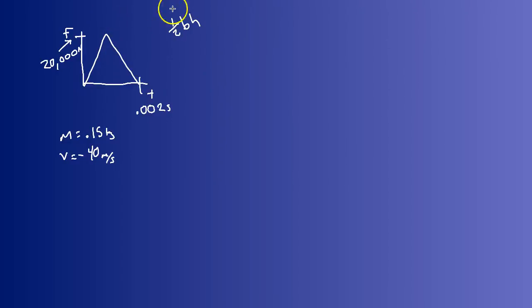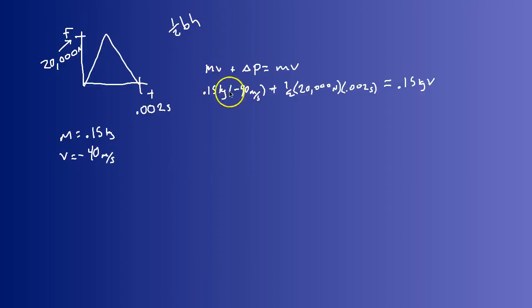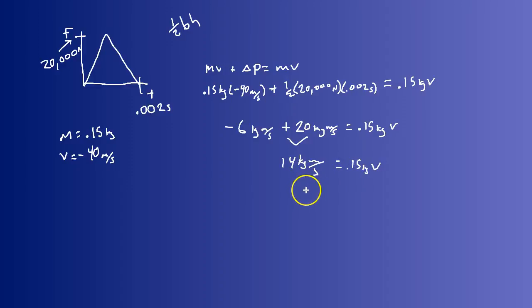So we have a base and a height, okay, and you can use that to solve for your impulse and find your final velocity. Okay, so when you set it up, m times v plus delta p, so our change in momentum will be area here 1/2 times our height, 20,000 times 0.002 seconds, will be equal to our final momentum. We can simplify here, solve here, and simplify. We get negative momentum to start with. We have a positive change in momentum, and so we'll combine those to get 14 kilogram meters per second equals 0.15 kilograms times v, and we get that v is equal to 93 meters per second.